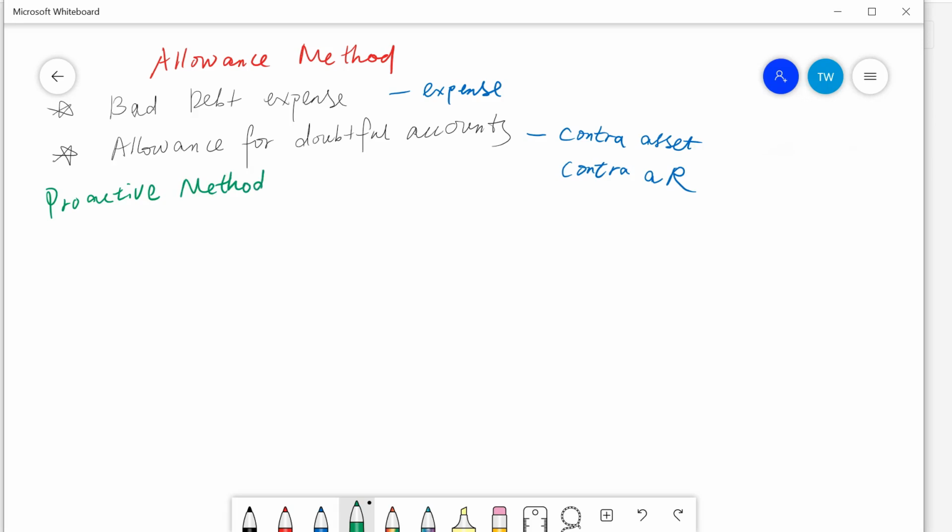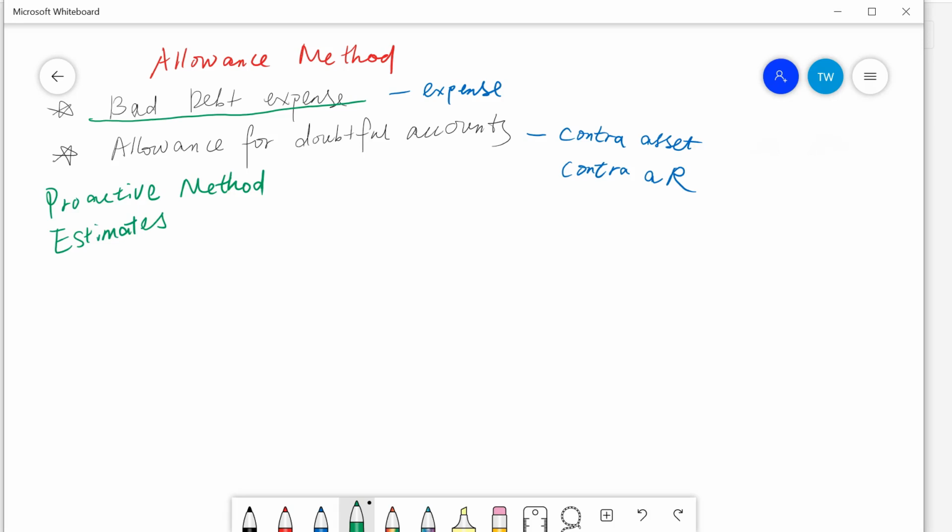All right, so allowance method is the proactive method, and it uses estimates. Those are two very important characteristics of allowance method. Proactive, because in this method we do not wait for people to actually default on us to start recording bad debt expense. Bad debt expense instead is recorded in the same year that the sales are made.